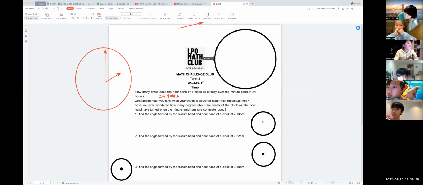I want to ask Eric. When you find out your watch is slower than the actual time, what are you going to do? Turn it back? Turn it faster or turn it slower? Slower? No, you're already slower than the real time. Oh, turn it faster. Because I thought you said it was ahead of time. No. Okay, so let's take a look at this one.